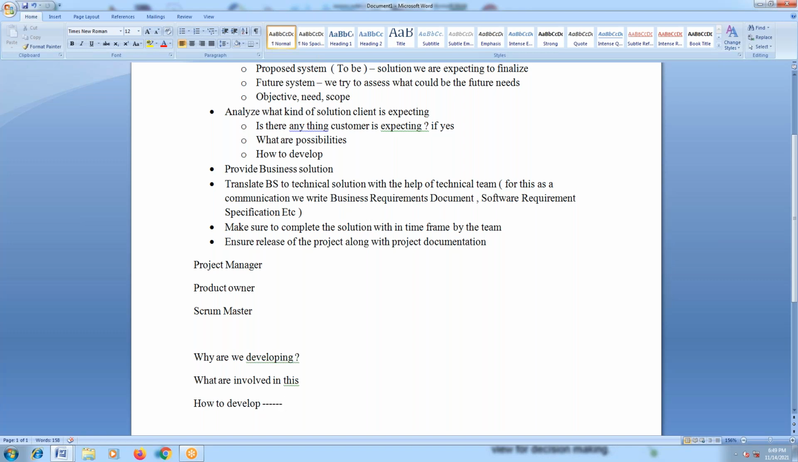Throughout the project, I'm saying, not only on the requirements. Maybe in between some requirements change. Everywhere we need to get clarity on these 3 points: why, what, and how. Clear, Pawan? Yeah. Now the second point is done.